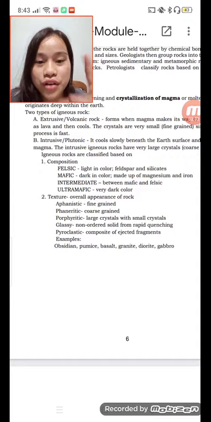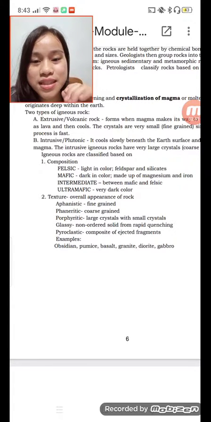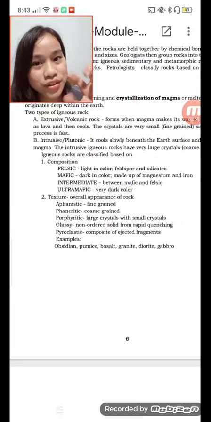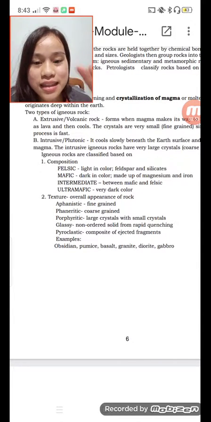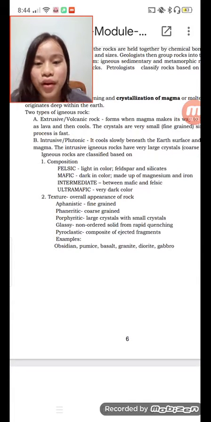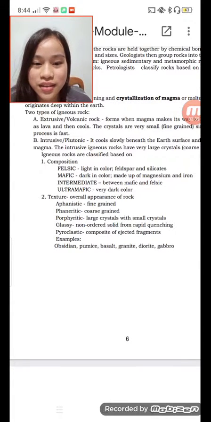Felsic: light in color, feldspar and silicate. Mafic: dark in color, made of magnesium and iron. Intermediate: between mafic and felsic. Ultramafic: very dark color. Then texture, the overall appearance of the rock: aphanitic, fine grain; phaneritic, coarse grain; porphyritic, large crystals with small crystals; glassy, non-ordered solid from rapid quenching; then pyroclastic, composite of ejected fragments. Examples: obsidian, pumice, basalt, granite, diorite, and gabbro.